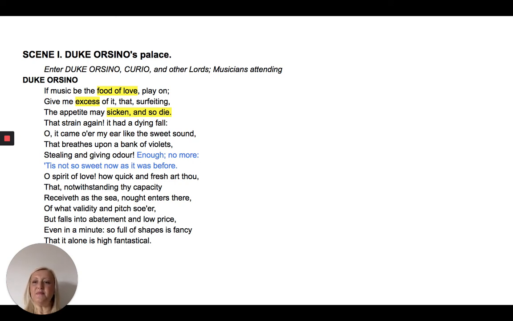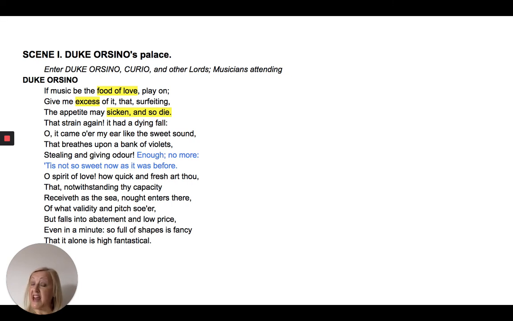So he's saying, if music be the food of love, play on. He wants to be fed more with this sound, with the love. But then he says, give me excess of it, that surfeiting the appetite may sicken and so die. This is a bit odd. He says, give me so much food of love that I make myself ill with it.